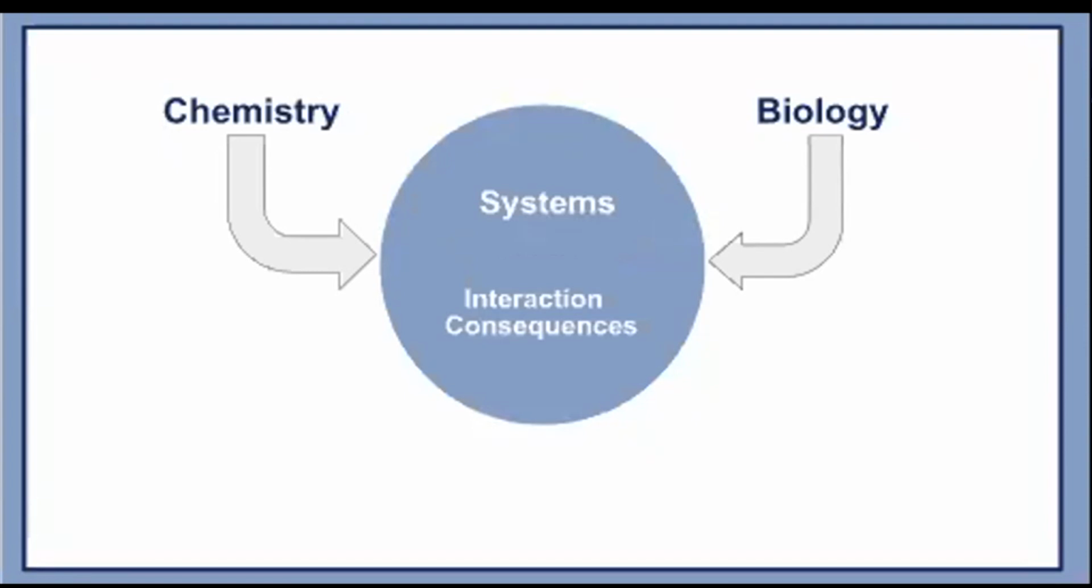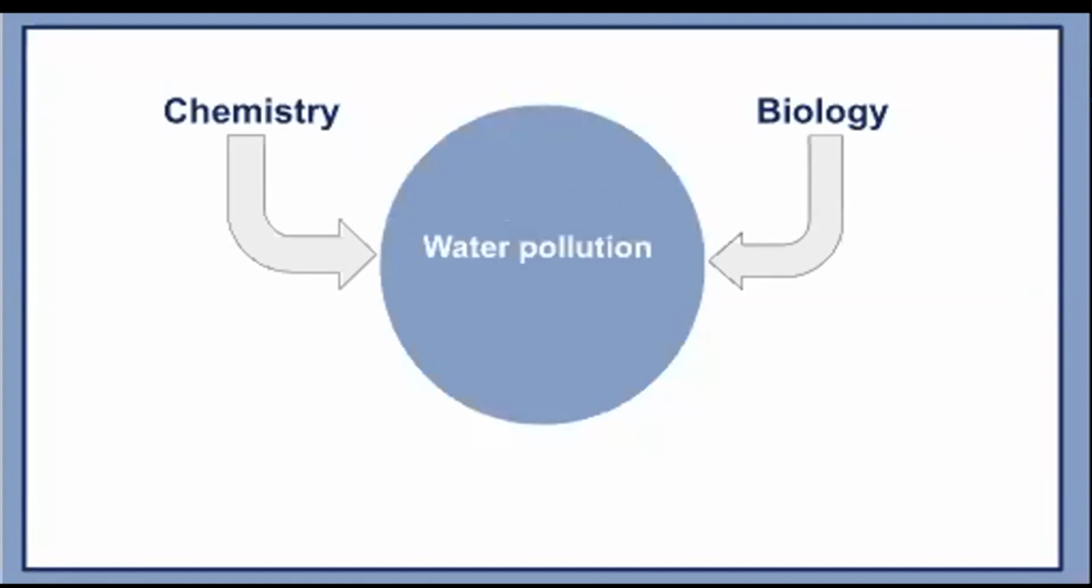Or students might gain a more holistic understanding of systems, interaction, and consequences by comparing and contrasting how chemistry and biology interpret these concepts and the relationship between them. Another starting point might be to consider how the knowledge and skills from different disciplines might be integrated to address a specific global problem, for example, water pollution.